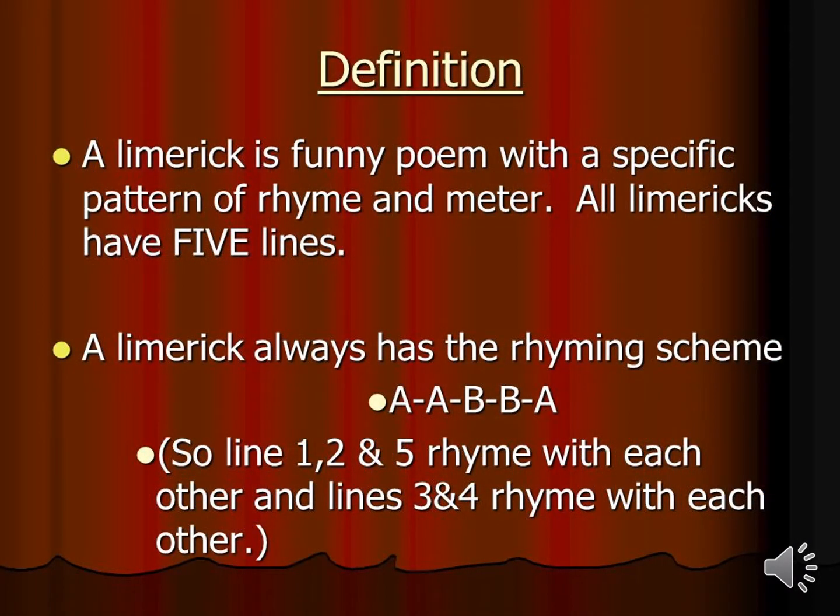A limerick is a short, funny poem that tells a short story. It has a specific pattern of rhyme and meter. It has a regular structure where all the limericks have only 5 lines. A limerick always has the rhyming scheme AABBA, where lines 1, 2, and 5 rhyme together and lines 3 and 4 rhyme together.